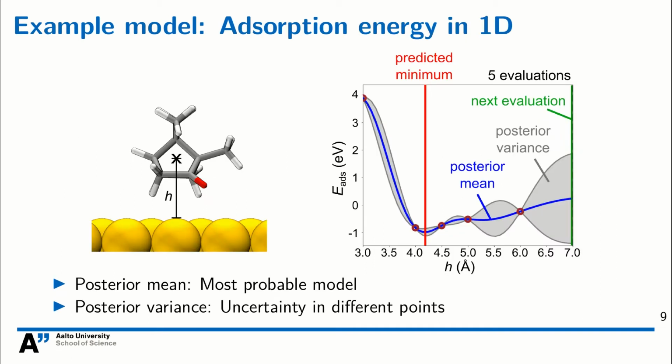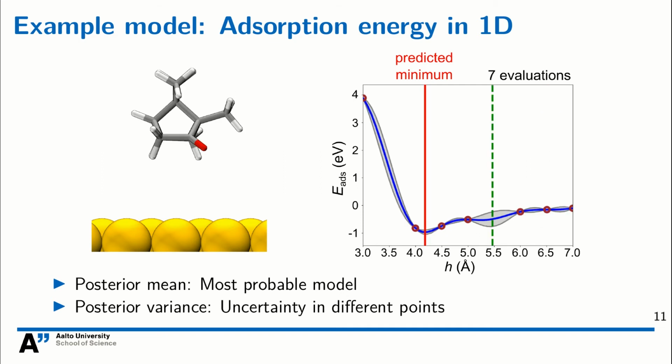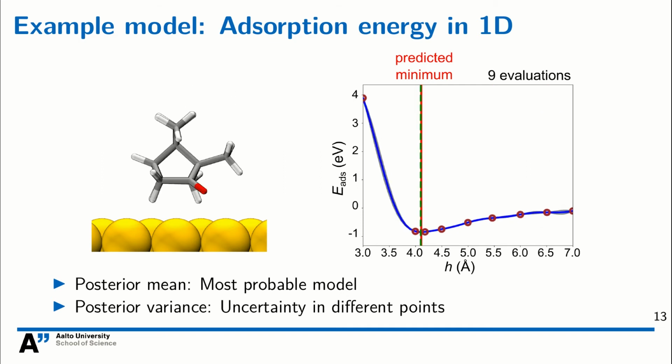Here is an example of a simple one-dimensional model. Here we look at the adsorption energy of a molecule as a function of its height from the surface. In this model, the mean of the posterior function distribution is the most probable model. The variance of the function distribution then describes the uncertainty of the model in different areas. Here we have evaluated 5 energy points, and when we keep on acquiring new points, we see how the model converges and the uncertainty is reduced.